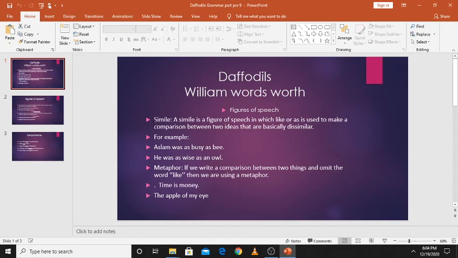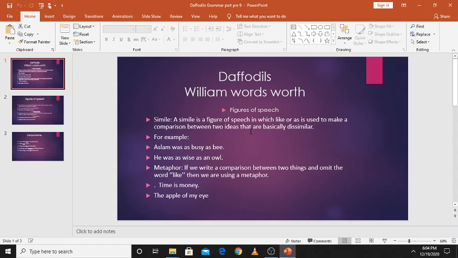Okay, so in figures of speech, first of all we have the word simile. Here you can see the word simile. A simile is a figure of speech in which like or as is used to make a comparison between two ideas that are basically dissimilar. Whenever we use a simile in a sentence, we use the word like or as. So basically this simile is used for comparison of two different ideas.